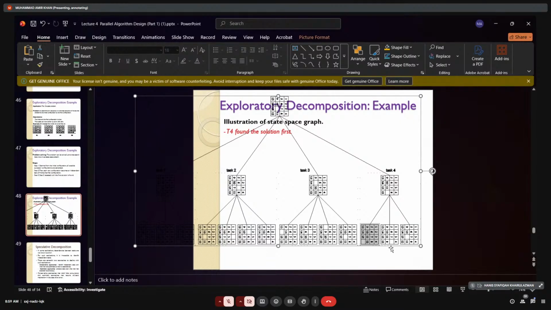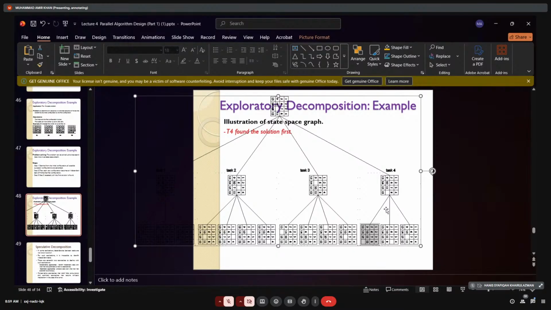Very simple. Sorry, in the first task, what have we done here? Yes, we move 11 to the right, and then we move 8 up, and then 12 up. So we sort this one, this one, this one. With this, only three moves, task 4 basically found the solution first. Others may not.